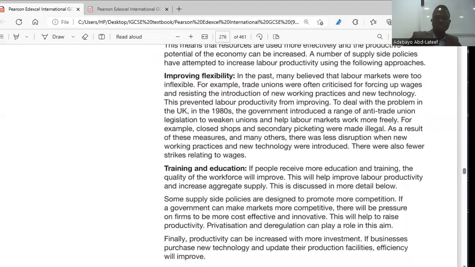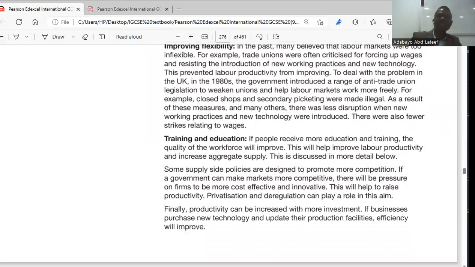So, training and education. What is training? Training involves acquiring new skills and knowledge that will be useful for the objective of the business. Education, acquiring knowledge. So with training and education, if people receive more training and education, they get better. Then they can do better and they become more motivated to work. Do you get the point here?